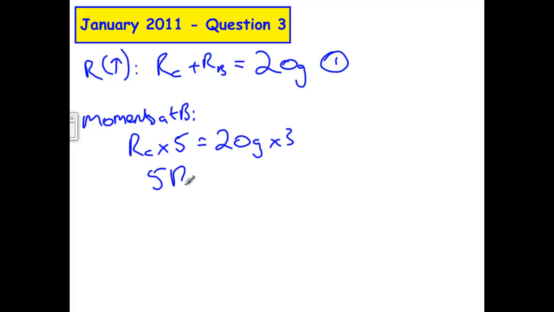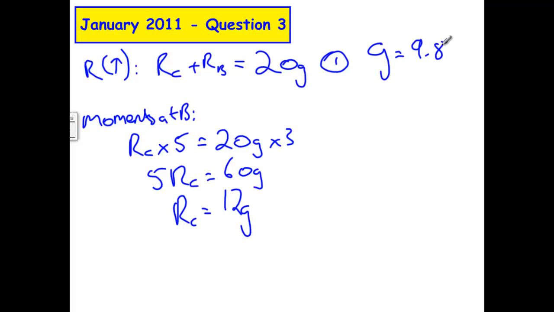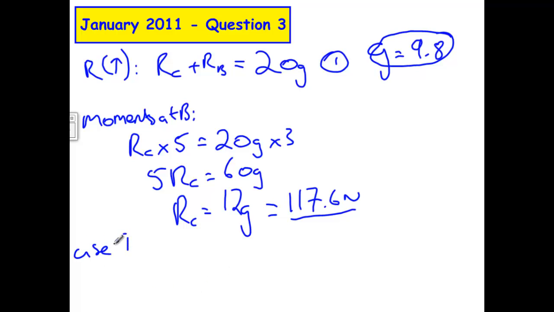Now this obviously means 5 RC is equal to 60G, and dividing both sides by 5 tells me that the reaction force at C is equal to 12 times G. Remember, I'm going to be using G is 9.8 here, 9.8 newtons. So RC is 12 times G, which if you were to work that out with your calculator would give you 117.6 newtons.